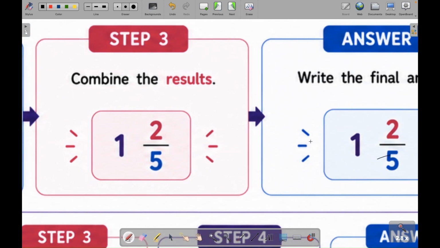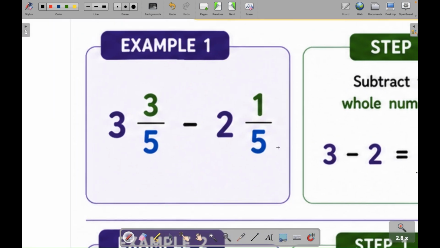Now, although this method may sound very easy, there is one catch. This only works when this fraction is greater than this. If it is not, then we'll not be able to subtract the fractional part. Say for example, 3 2/5 and 3 3/5. If I subtract the whole part, I'll get 3 minus 3, which is 0. And if I subtract the fractional part, 2/5 minus 3/5, I am subtracting a larger number from a smaller number, which is not possible as of now. So that is why this method fails there.